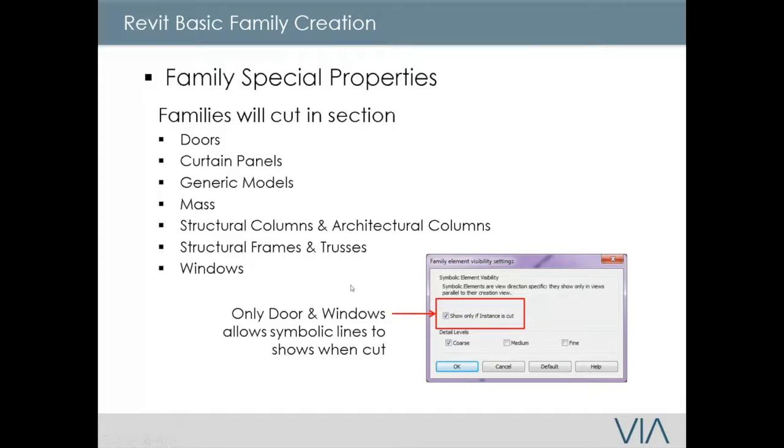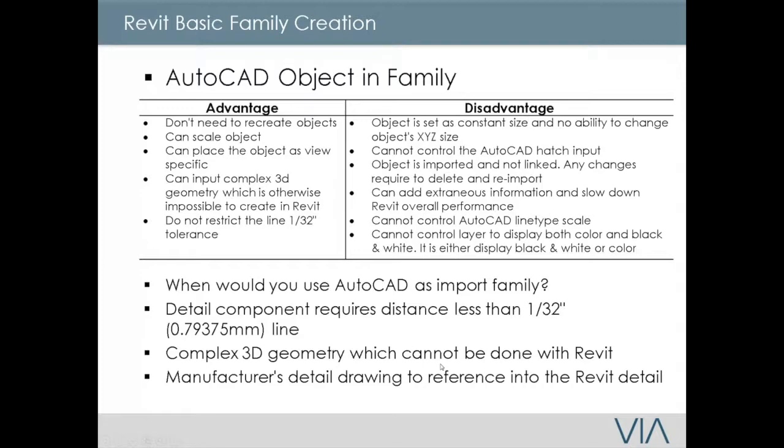Doors and windows have the special properties. So if you draw 2D line types, and it cuts in a certain plane, it will display as cut. And sometimes this only shows up in doors and windows.